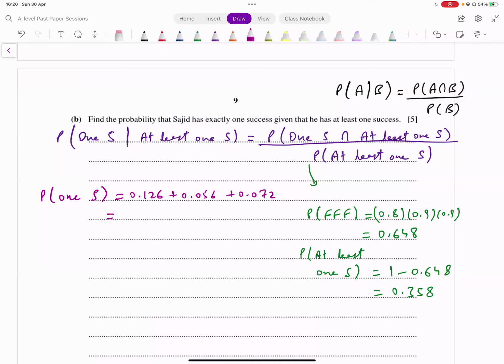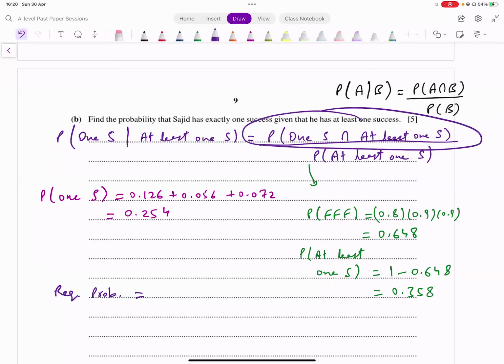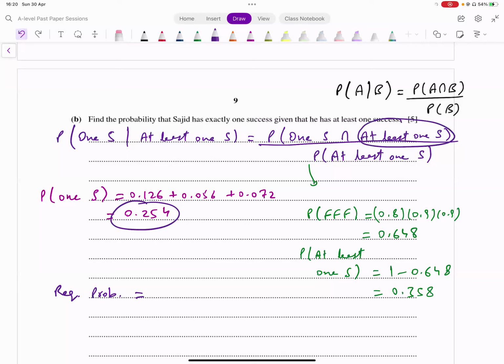Achha, 0.126 plus this and this. Okay, this turns out to be 0.254. Let's find that required probability now. I'm not going to write that whole statement again. Numerator, what came here? When one success is coming, then at least one success is happening in all of them, so the intersection will also be this. In the numerator you have 0.254, and in the denominator the at least one success case, which is 0.352. This should have been 2 here.